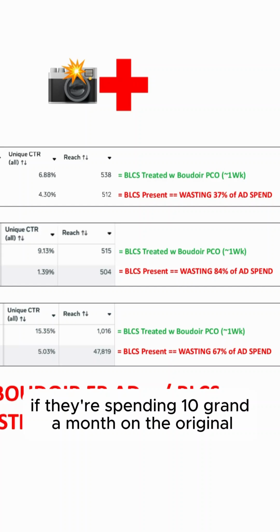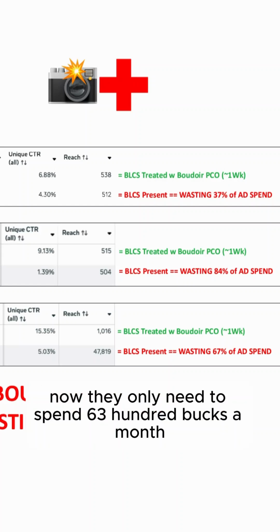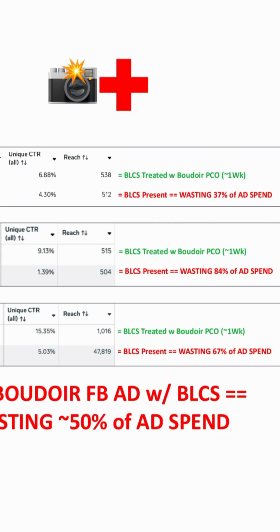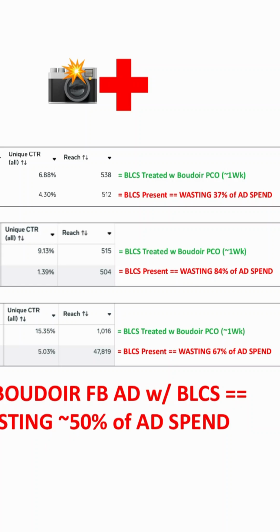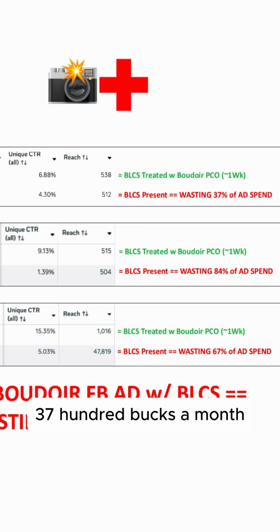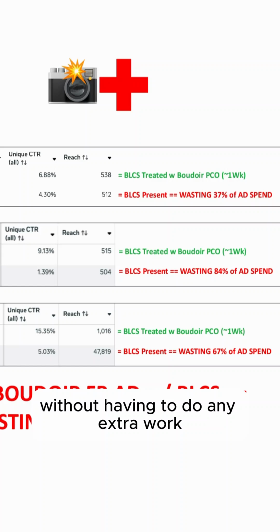So if they're spending 10 grand a month on the original, now they only need to spend 6,300 bucks a month with the Boudoir Pico treated ad to get their ad into the same number of women's brains in both scenarios. So now the Boudoir photographer can pocket that 3,700 bucks a month as a kind of phantom profit. They don't have to spend it. It's like 40K phantom profit over the next year without having to do any extra work.